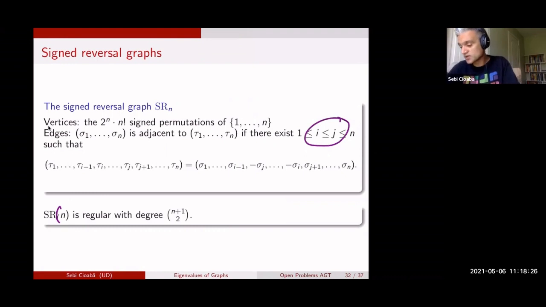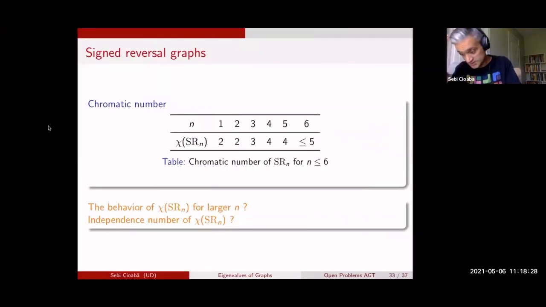We did this work with Gordon Royle and Zhao Quang Tan, an undergraduate from Singapore, last year, and we're interested in the chromatic number for these graphs. Gordon did some computations, and we have these upper bounds. These graphs grow very fast. Proving anything like chi of SRn at most n would be nice, but we don't know anything about the independence number of SRn. We don't have any results about them.